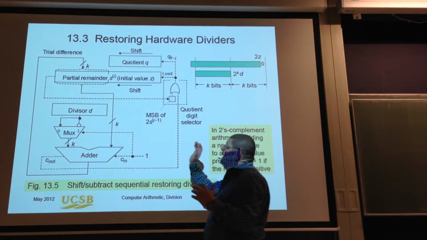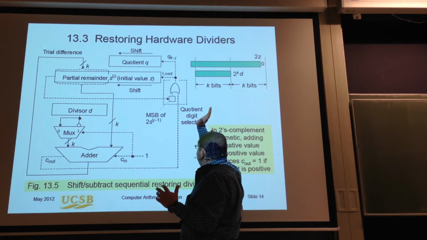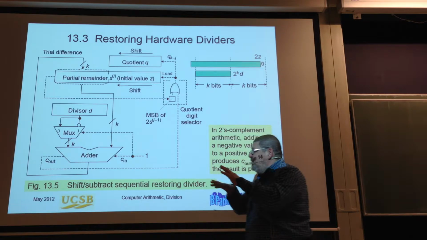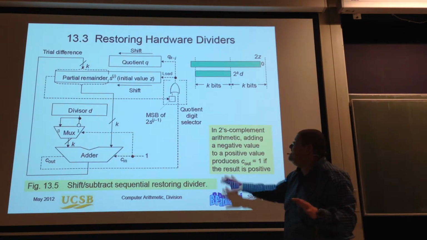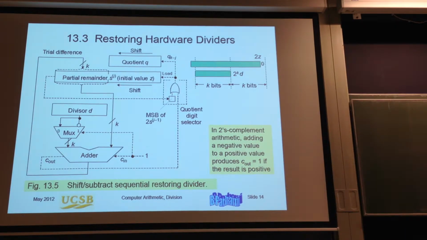Let's look first at the mechanism, and then I will tell you how I make the calculation of the quantity. Practically what I'm doing is taking the partial remainder, which is initially Z, and always doing a subtraction of D. This part doesn't really make sense now. It's useless because I'm always subtracting.